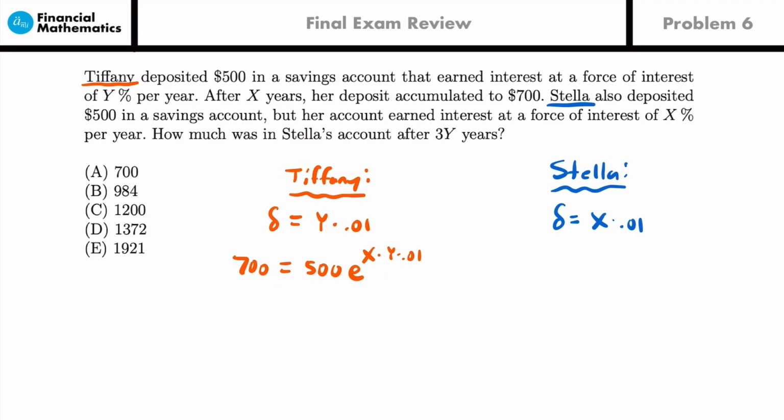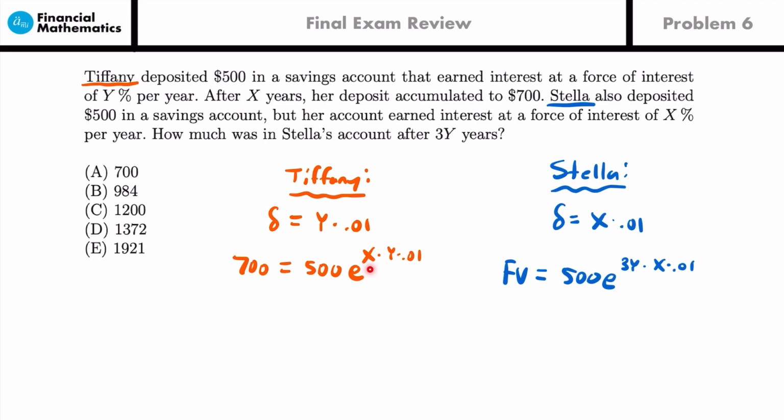Now for Stella, she also deposits $500, but we don't know what her future value is. We actually want to calculate that after 3y years. So I'm just going to represent that like this. The future value of Stella's account is equal to her $500 accumulated for those 3y years using her constant force of interest, x times 0.01. So we'll have e to the power of 3y multiplied by x times 0.01.